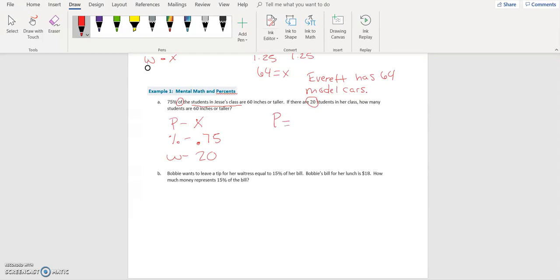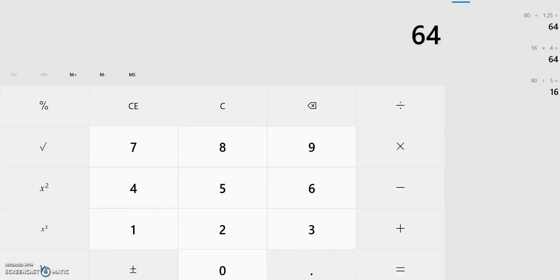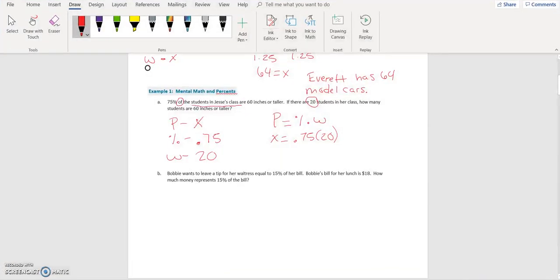P is equal to percent times the whole. So part is equal to percent times whole. So X is equal to 0.75 times 20. 0.75 times 20 equals 15. X is equal to 15 students, and that does make sense that there are less students, but 75% is a very good bit of the students, so 15 out of the 20, that does make sense.